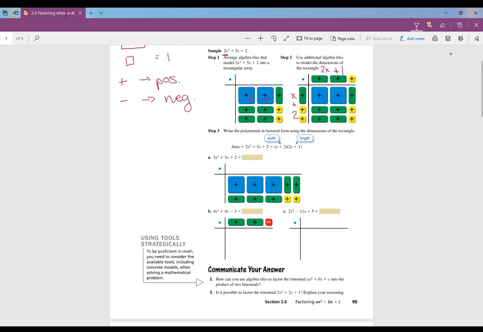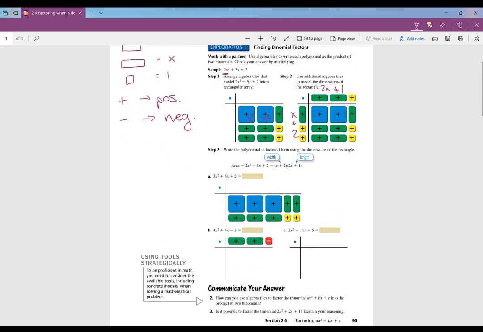Okay, so let's look at part A. For part A, we have 3x squared plus 5x plus 2. It already has the tiles laid out for us. So we have 3x squared, and we've got 5x's, and plus 2. We just need to find the side lengths.